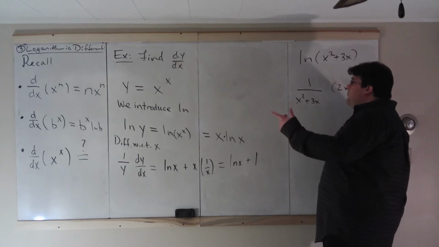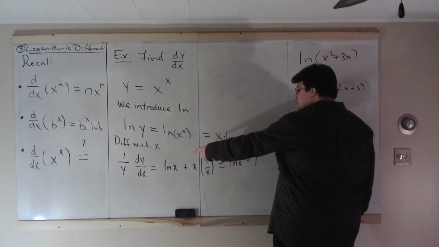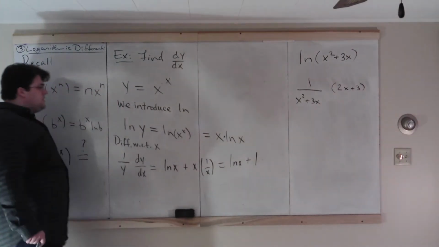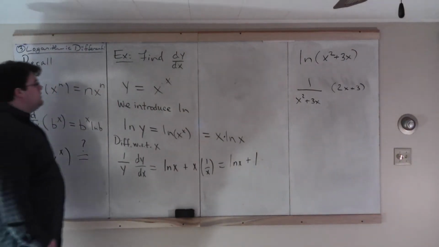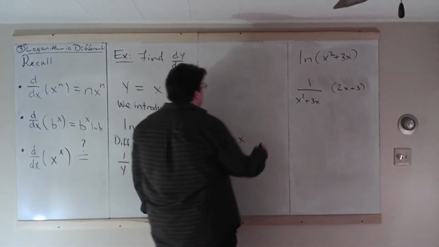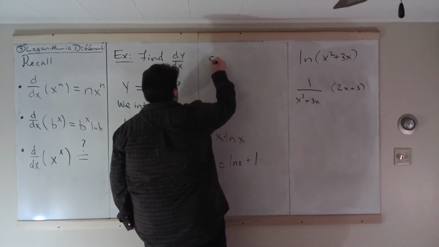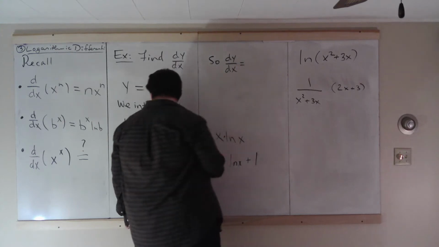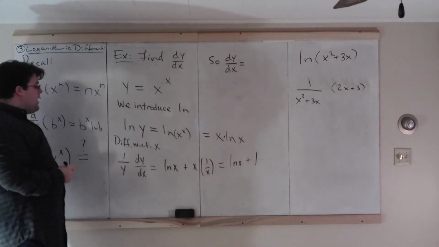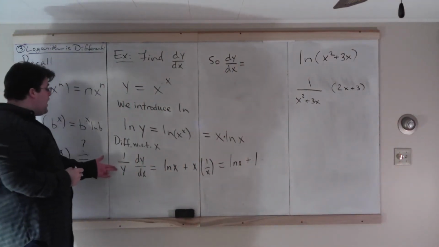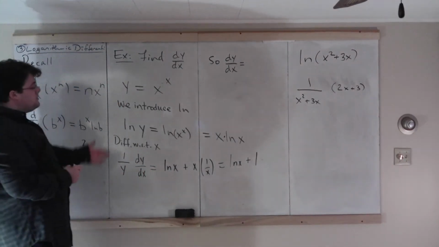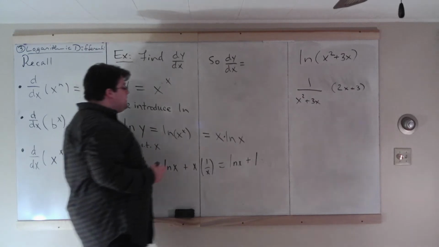Well, we needed dy dx. Here's dy dx. But we haven't solved for dy dx. How do we solve for dy dx? Well, we need to get rid of the 1 over y. Multiply the entire equation by y. Multiply the left side by y. You have just dy dx. Multiply the right side by y.